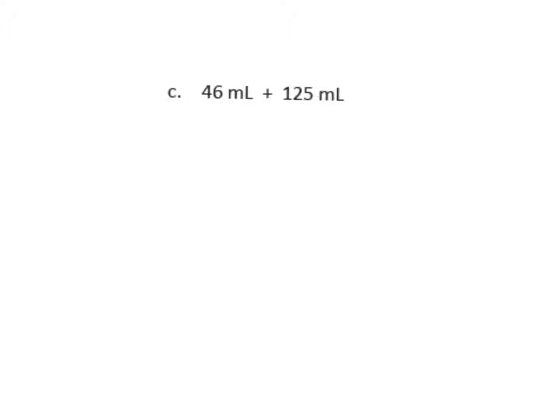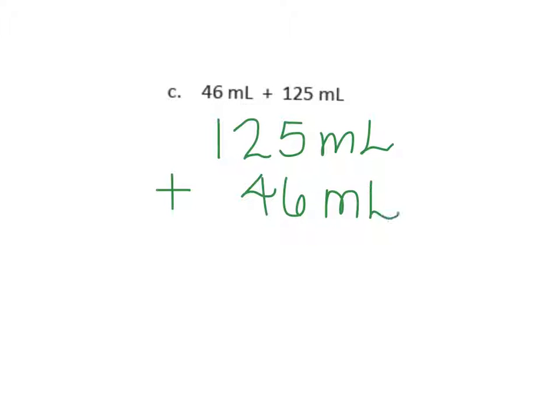Let's take a look at letter C. I have 46 milliliters plus 125 milliliters. My first step is to stack them up. This time I'm going to actually write 125 first because it has a third place value position. Now I'm going to write 46 milliliters underneath, making sure that the ones are on top of the ones and the tens are on top of the tens, and so on. Go ahead and solve this one. Don't forget to put your label at the end. Pause the video while you work and replay when you are ready to see the answer.